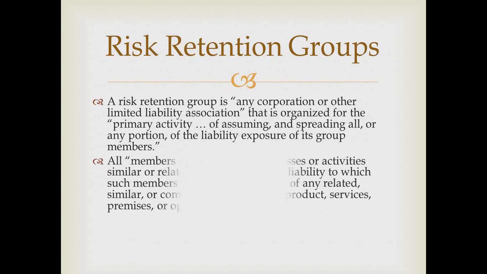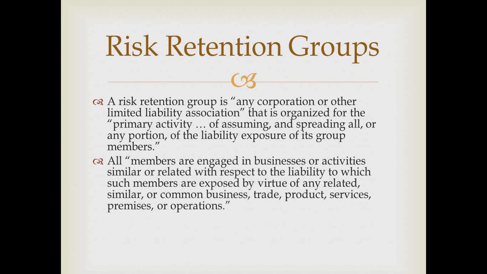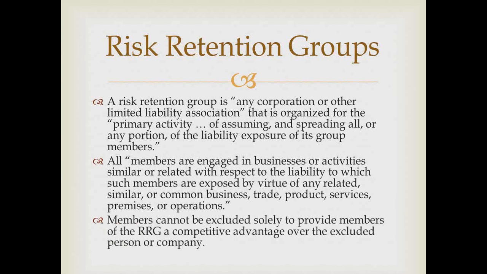That's an insurance company. Now, all the members are engaged in businesses or activities similar or related with respect to the liability to which such members are exposed by virtue of any related, similar, or common business, trade, product, services, premises, or operations. It's quite the mouthful. What they're really saying there is everybody's got something in common, something that links them. For example, a group of doctors. Now, members cannot be excluded solely to provide members of the RRG a competitive advantage over the excluded person or company.